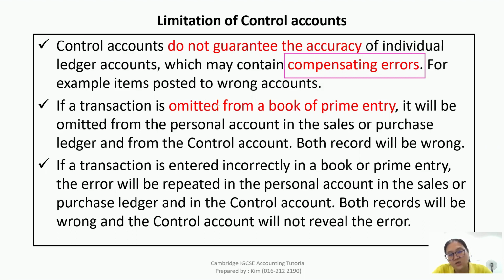If a transaction is omitted from a book, there is an error of omission. The control account is also unable to detect it. If a transaction is entered incorrectly in the book of prime entry, the error will be repeated in the personal account, in the sales and purchases ledger, and in the control account. It means that one of the invoices has the amount wrongly recorded. The personal account is wrong, the control account is also wrong. So there is a problem with the limitation of the control account.